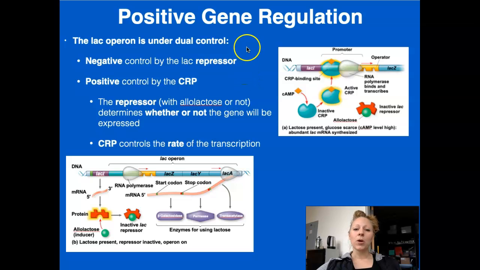So the lac operon is under dual control. It is under negative control by the lac repressor, and it is under positive control by the CRP molecule. The repressor with the allolactose is going to turn the gene on or off, depending on whether or not the allolactose is present. However, CRP is only going to control the rate of transcription. So it's a little bit different, but this is the difference between positive and negative gene regulation. I hope that helps, and let me know if you have questions.